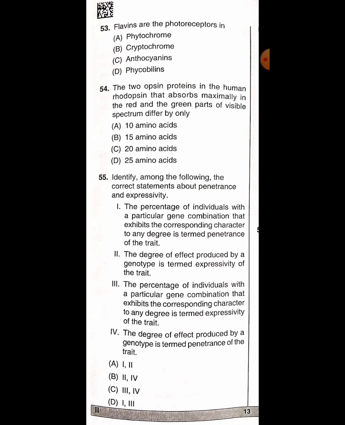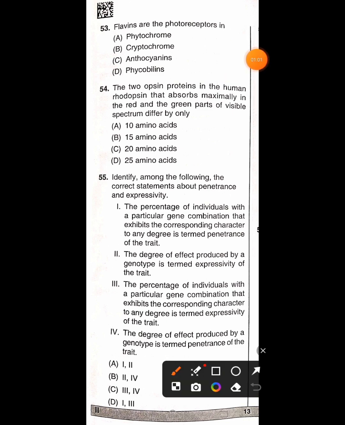Flavins are the photoreceptors in. Options are phytochrome, cryptochrome, anthocyanins, phycobilins. Let's see the correct answer for this question. Cryptochrome is the correct answer. Let's see the next question.